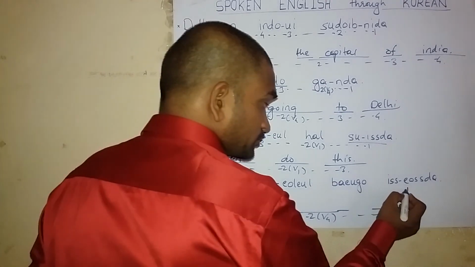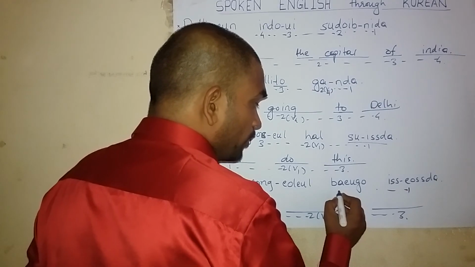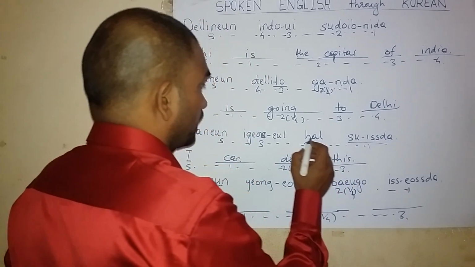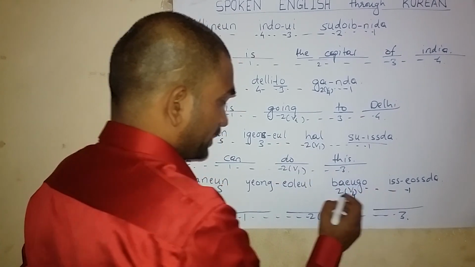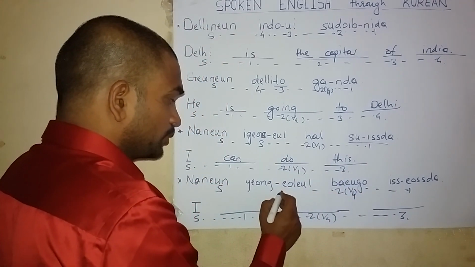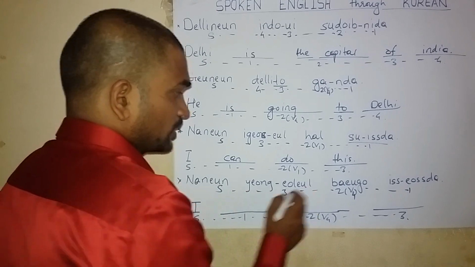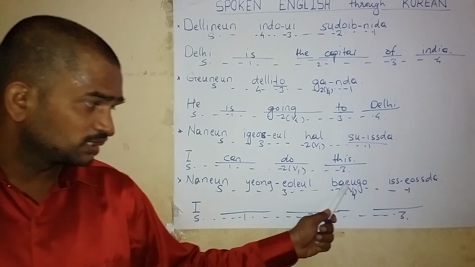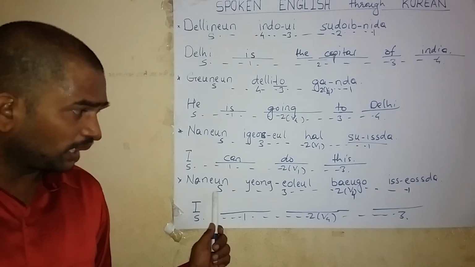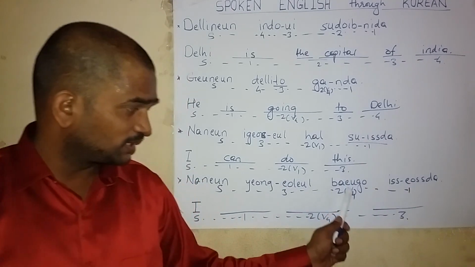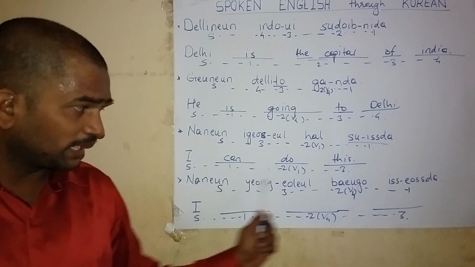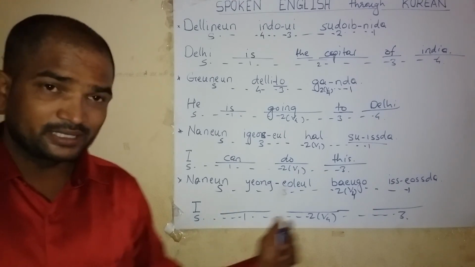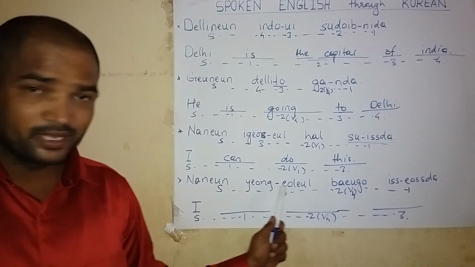I was. The word for Bayugo, learning. And the word for Yong-Yo-Leul, English. Look here. I was learning English. I was learning English. I was learning English. Say after me. I was learning English.